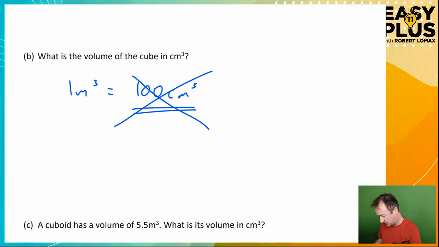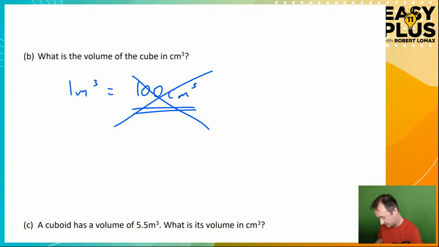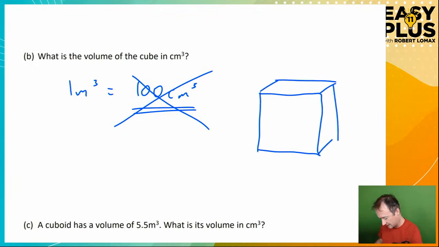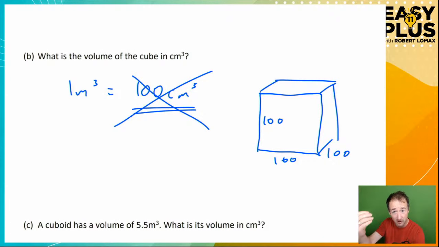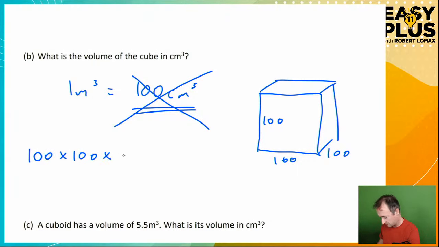So let's sketch our cube again really quickly. So here's our box again. Okay. Now instead of 1 times 1 times 1, now we're doing 100 times 100 times 100. It's 100 centimeters in each direction because there are 100 centimeters in a meter. What's 100 times 100 times 100?